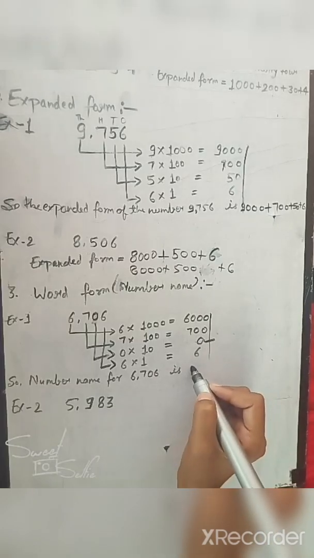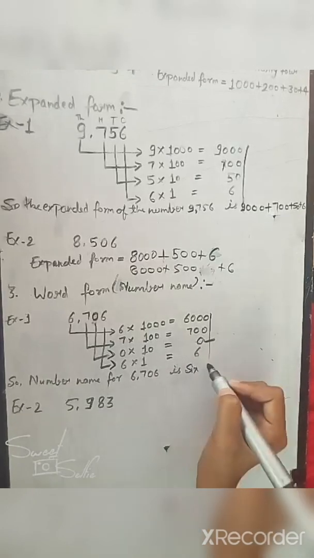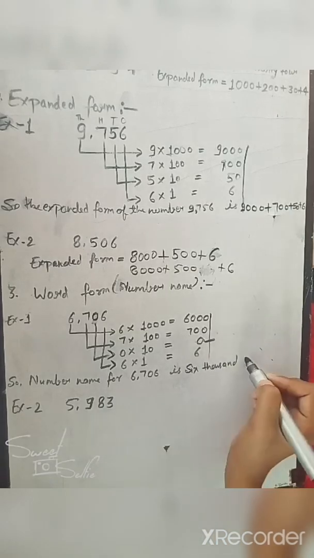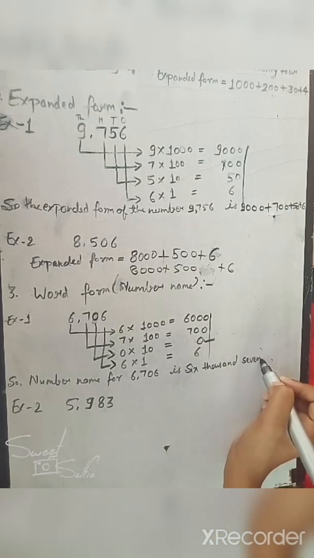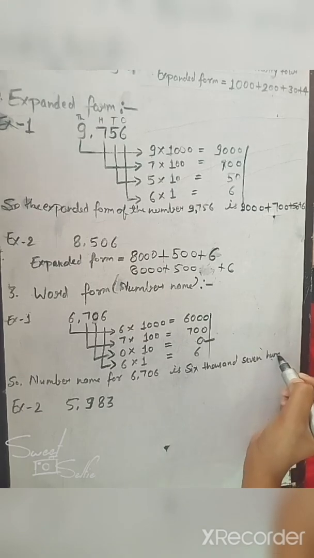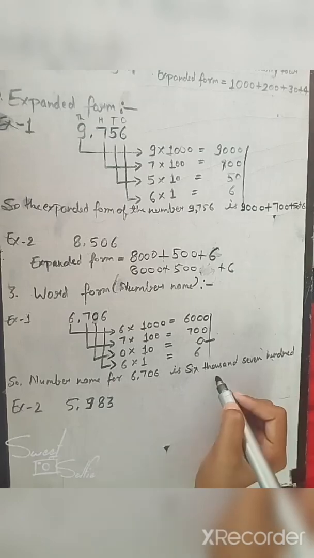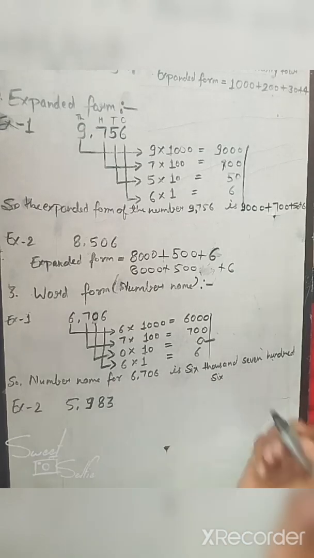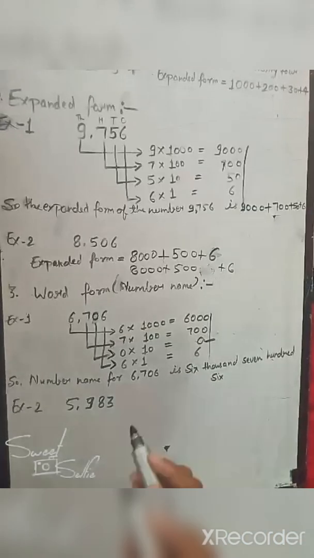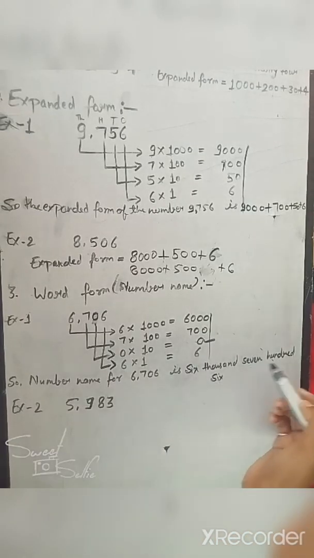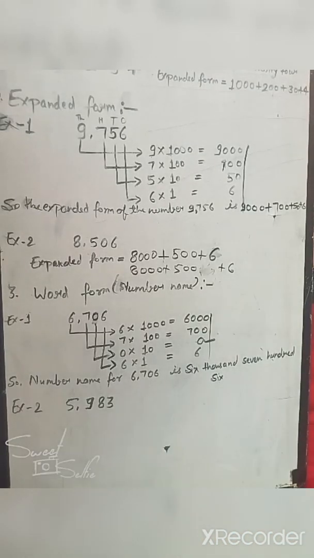6000. Now we write 6000. 6,700. 6706. So the number name for 6706 is six thousand seven hundred six. Okay.